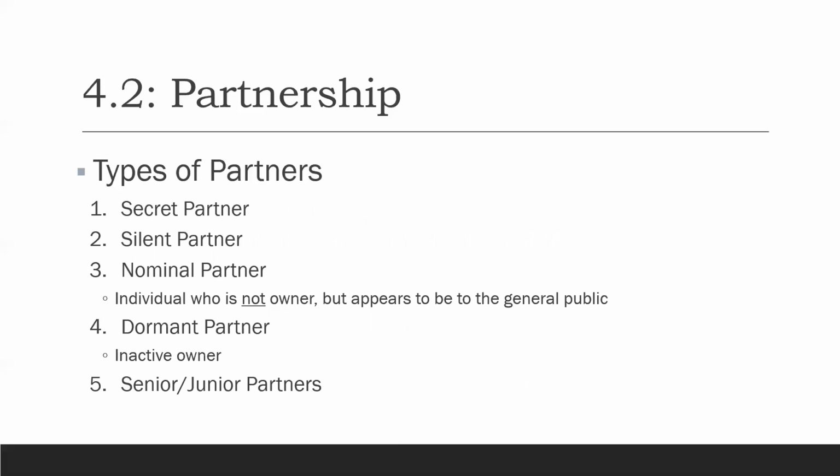There are different types of partners aside from general and limited. There are also partners called secret partners, silent partners, and nominal partners. Basically, your first two partners do not appear as partners to the general public whatsoever, and sometimes the other partners don't even know they exist. A nominal partner is an individual who's not at all a partner in the partnership, but appears to be to the general public. A dormant partner is just one who is inactive. And then there are senior and junior partners, and that has to do with how long those individuals have been owners in the partnership.